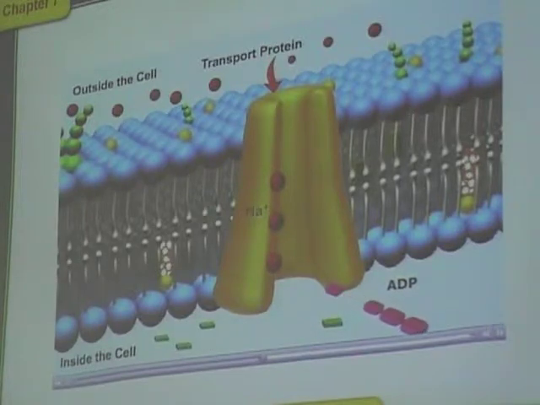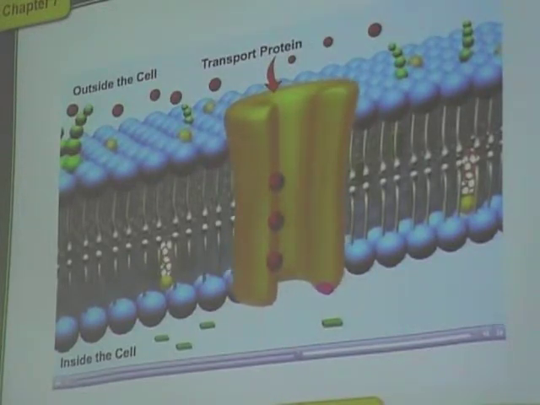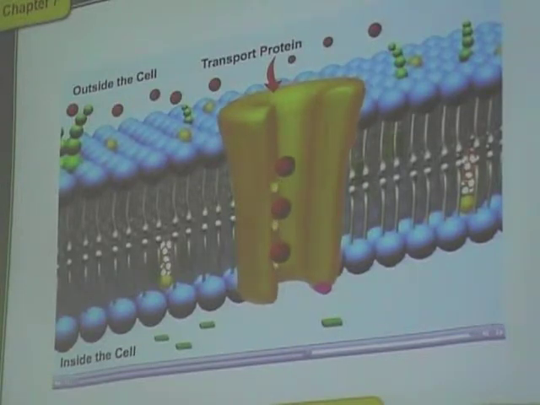The energy utilized by the pump allows the protein to change shape. In turn, the ATP is converted to ADP, adenosine diphosphate. As the protein changes shape, the sodium ions are released to the environment outside the cell.